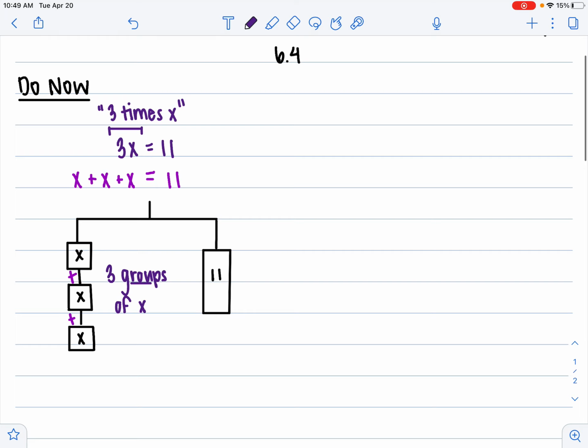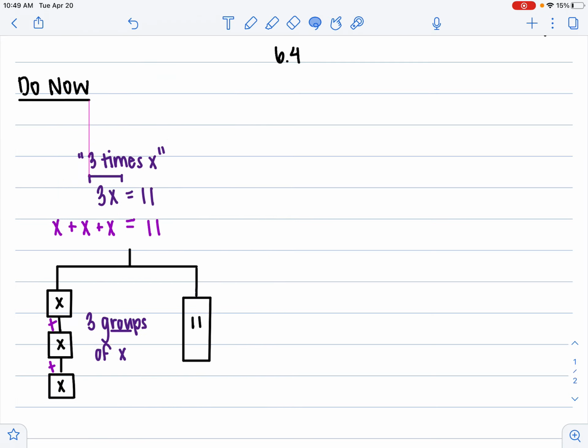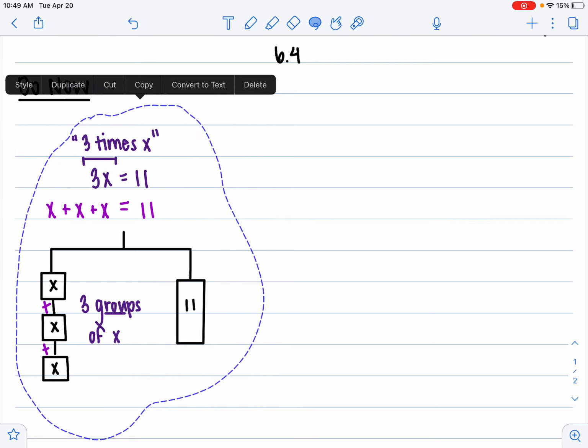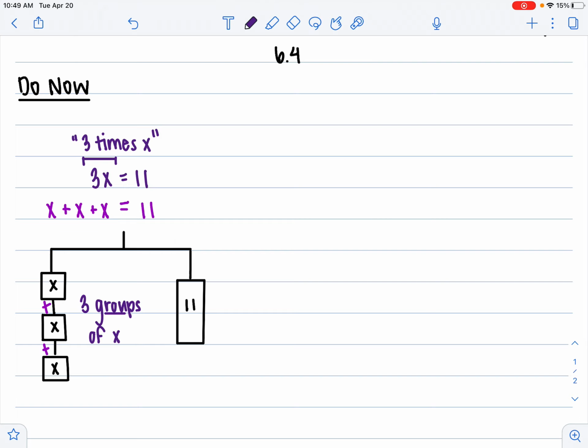Today's learning target is for students to be able to find the solution to equations involving decimals and fractions. And this do now is actually a great example. The solution to the equation is what x has to be equal to for the equation to be true. In the example of the do now, we know that 3x equals 11.